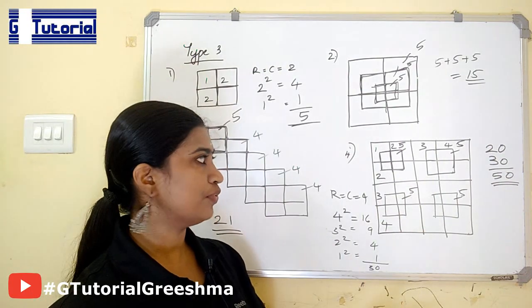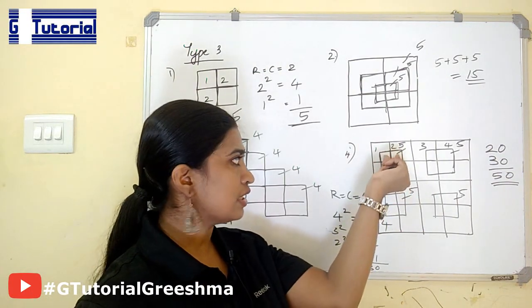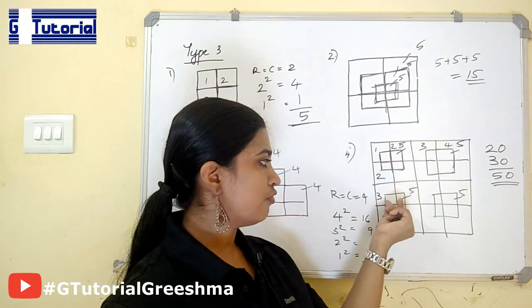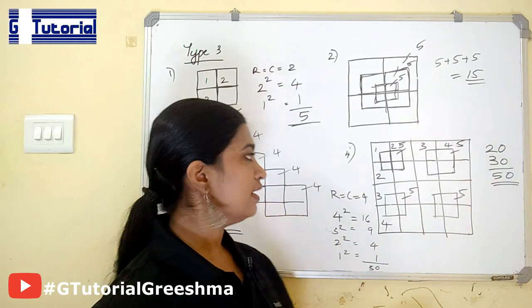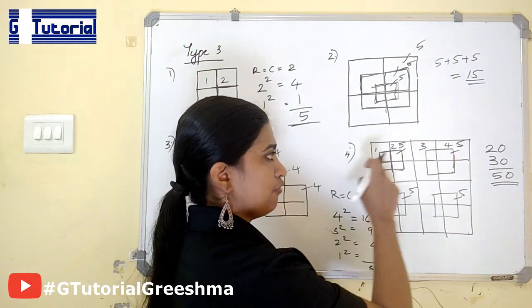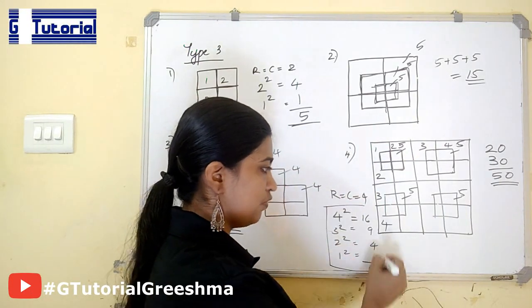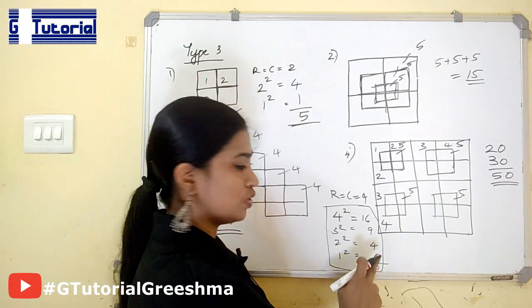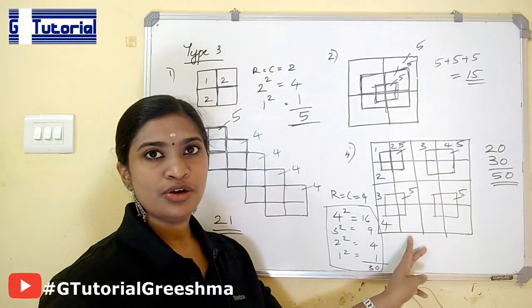Here first you have to count the inner squares. So there is 5, 5, 5, 5. So 5 plus 5 plus 5 plus 5, 20. Then you are using the initial method. There is 5 rows and 5 columns. So apply this method. Then you will get there are 30 squares. So 30 plus this 20. 50 is the total number of squares in this figure.